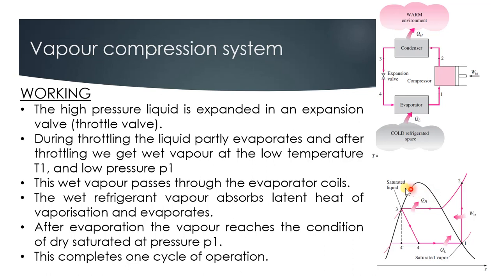Okay, so this is the vapor compression system. So in this vapor compression system, heat is absorbed at a lower temperature and rejected at a higher temperature. Okay, so this is the working of a simple vapor compression refrigeration system.